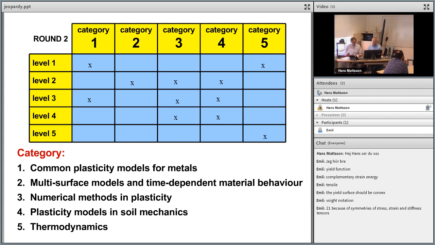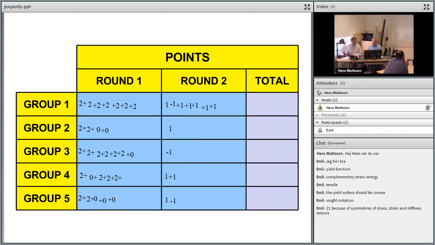Category 2, level 5. It is required that the bounding surface and the yield surface never intersect and that contact occurs tangentially. How can this be achieved?